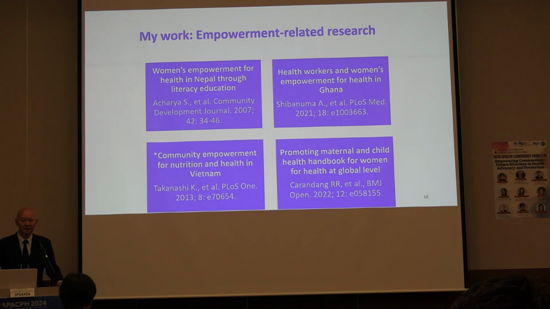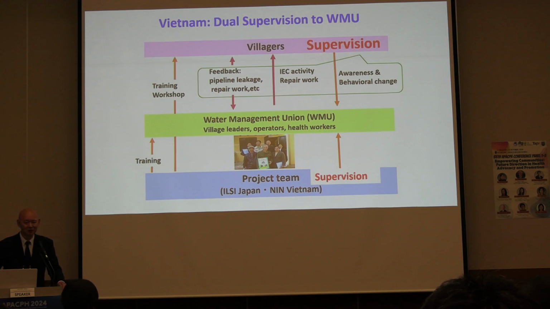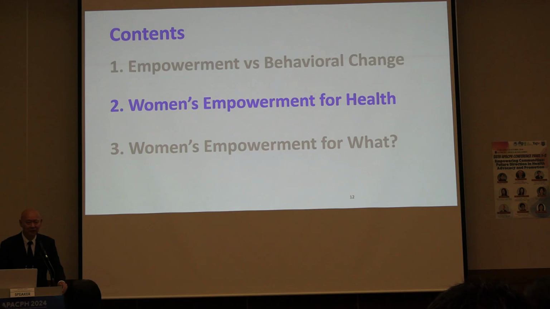And my past work about empowerment includes several projects. You may watch the booklet later. One of the approaches I did in Vietnam was for improving water quality and nutrition. We tried to empower the Water Management Union, which is in charge of water improvement. The top-down approach from the project team didn't work. But after giving education and skills training to villagers, they started to supervise very well. So this dual supervision from both sides worked very well to make the project a success. So empowerment has such a strong power to increase their supervision activities.